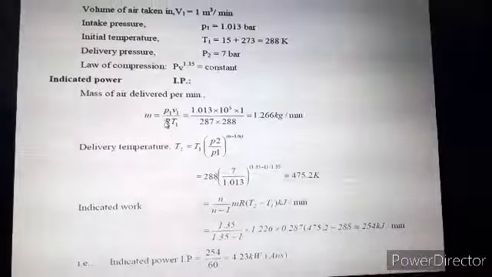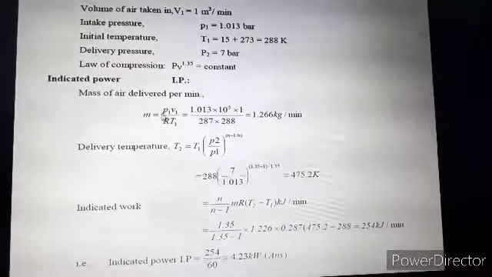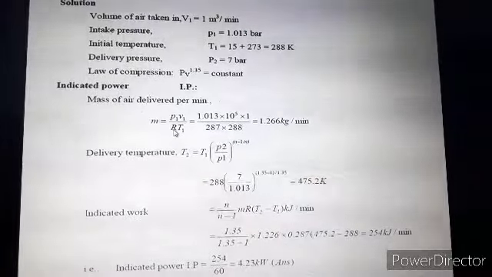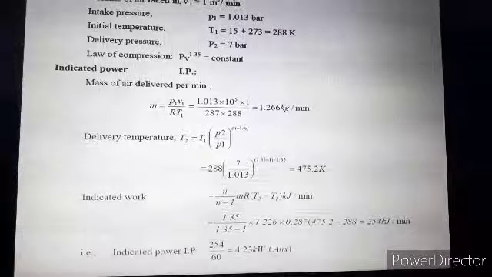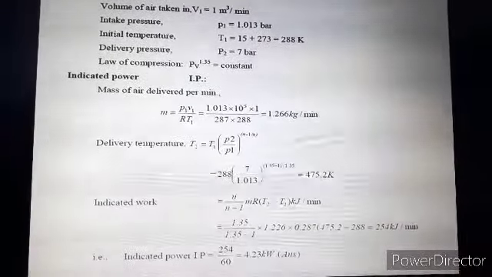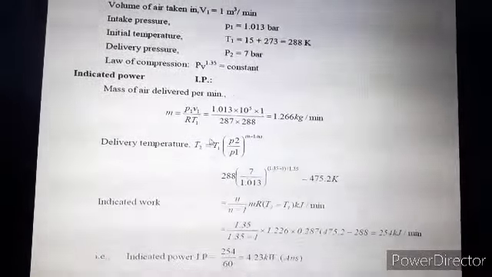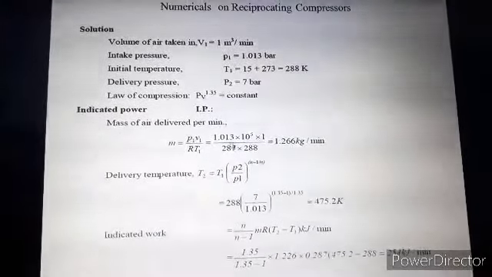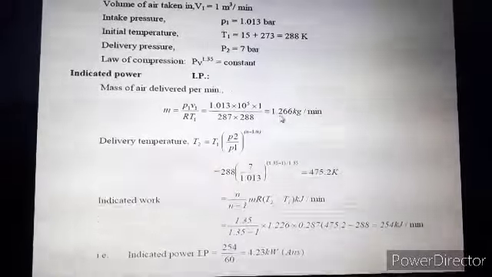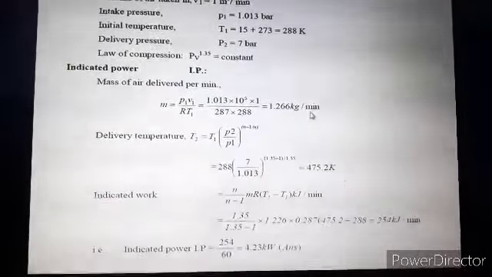Then R is the characteristic gas constant. If it is not given in the statement, then by default we have to take the value of this capital R as 0.287 kilojoule per kg per Kelvin, or 287 joule per kg per Kelvin. Then temperature T1 is 288. When you substitute all these values and calculate, we get mass, that is 1.266 kilogram per minute.